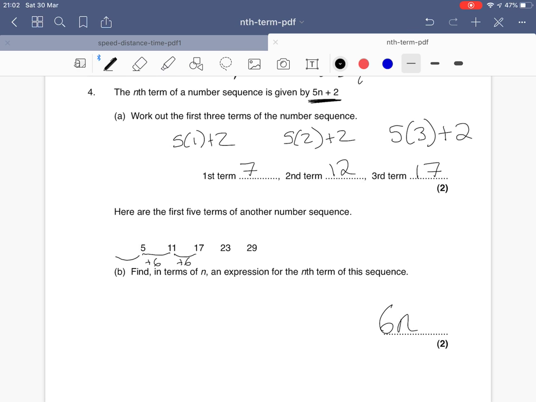So go back one to find the zeroth term. So something plus 6 is 5. So what you need to do is 5 take away 6, which is minus 1. So we've got 6n minus 1.